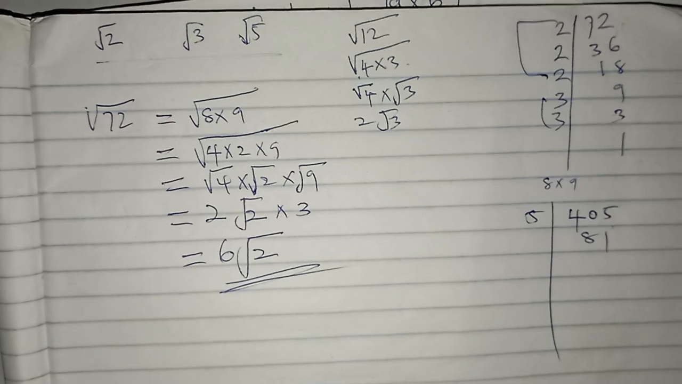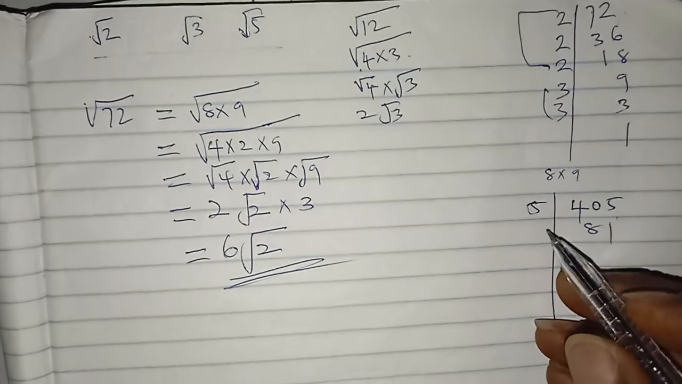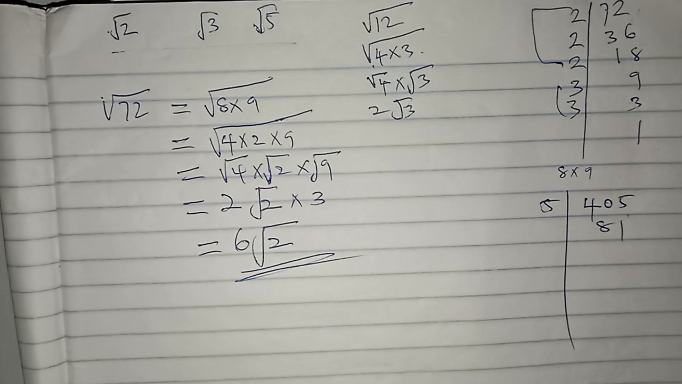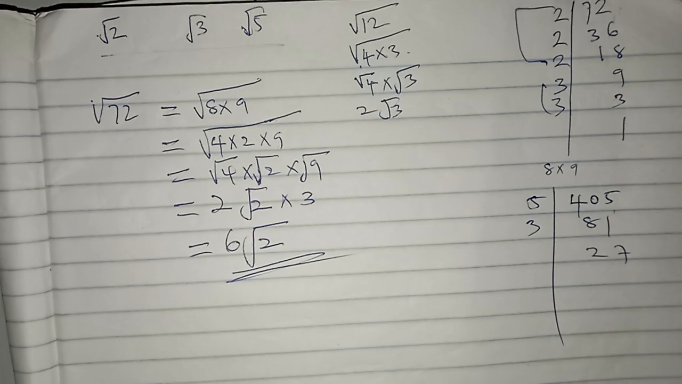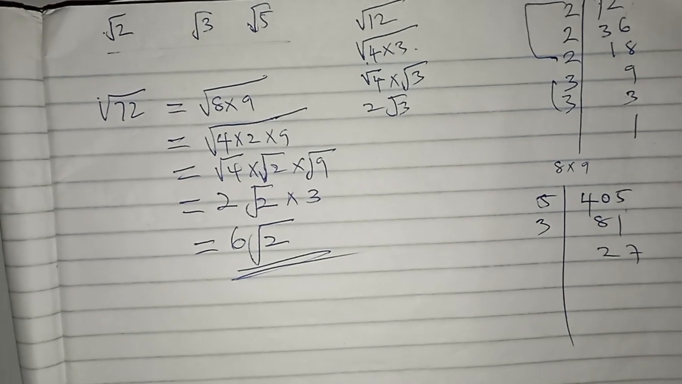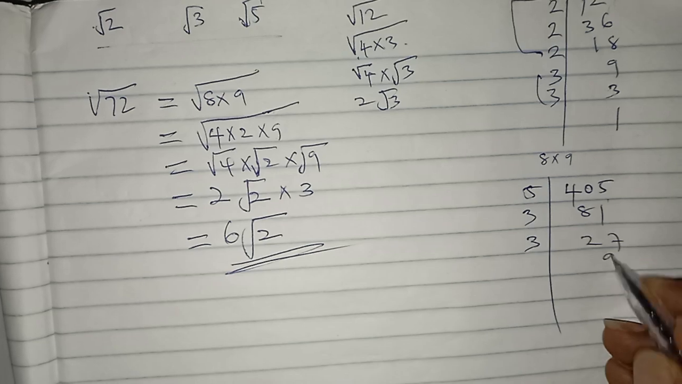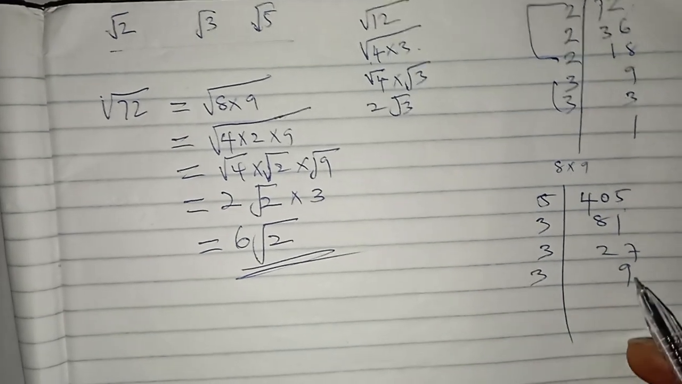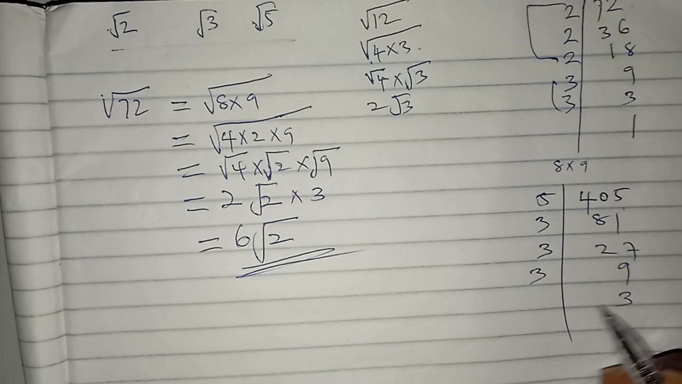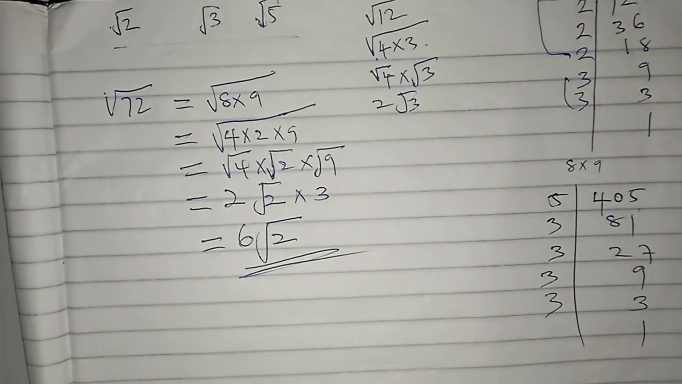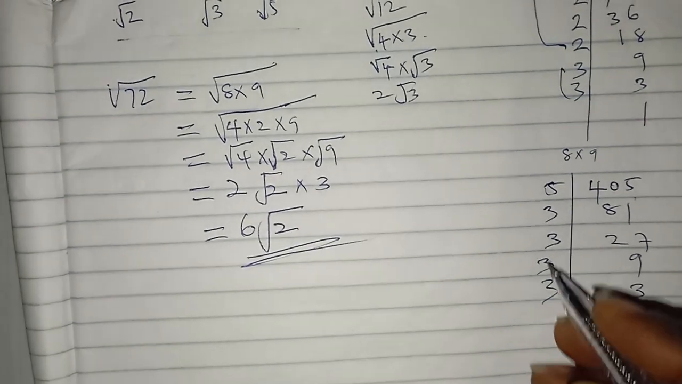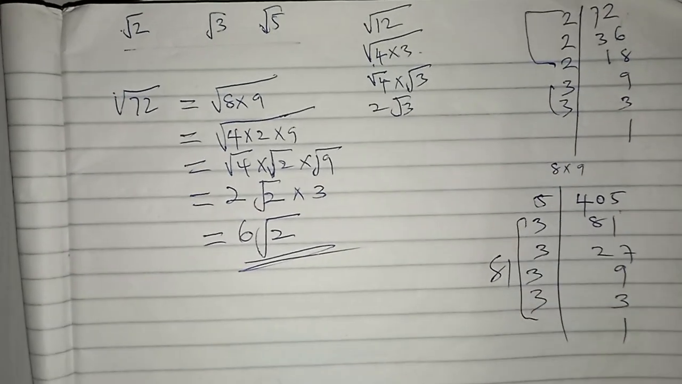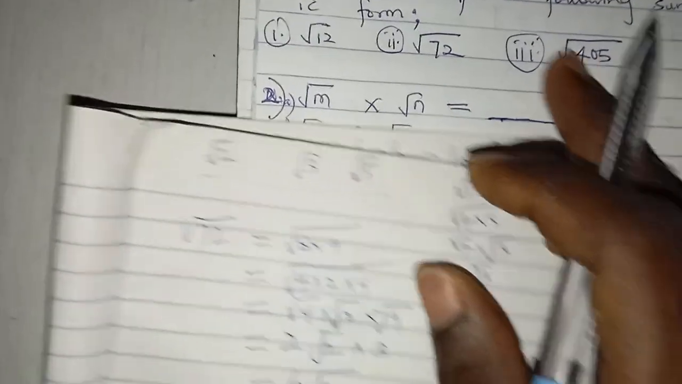I get 81. And what can go inside 81? I know that 81 can be divided by 3 to give me 27. And 27 can be divided by 3 to give me 9. And 9 can be divided by 3 to give me 3, then 1. So I have 3 times 3 times 3 times 3, which is 81. So it simply means that root 405, this question.